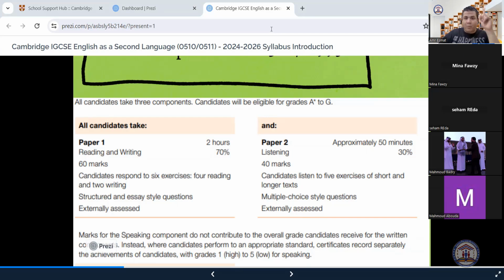This is paper 1. How many grades? 60 marks. How much is the portion? It's 70% of the total mark. Okay, this is paper 1. What about paper 2? Paper 2 is for listening. Only listening? Yes. In the listening test, you have 5 exercises.